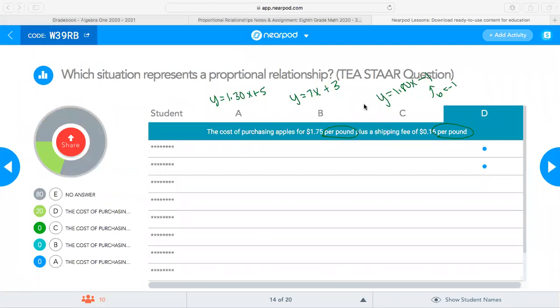Since they both say per pound, I could just add these two numbers together. And I think someone in the chat just said that. So $1.75 plus 16 cents would be $1.91, meaning the equation for this one is 1.91x. So this has a y-intercept of 0, because since they both say per pound, I can just combine the two.